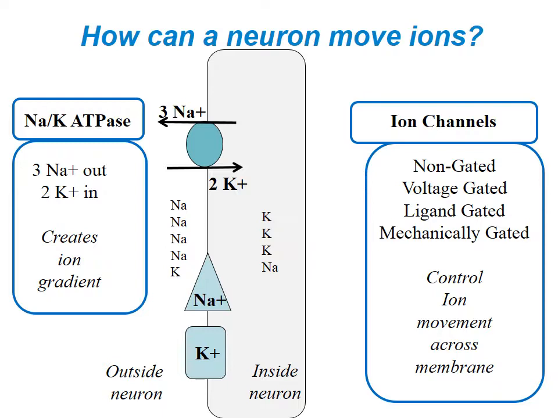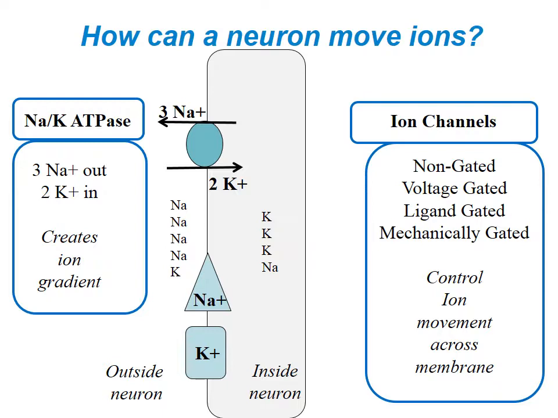Voltage gated. These only open and close with a specific voltage. Remember, voltage is a measurement of the size of our ion gradient. So the ion flow will control these gates. These gates are found only on the axon hillock and axon and are responsible for the action potential.